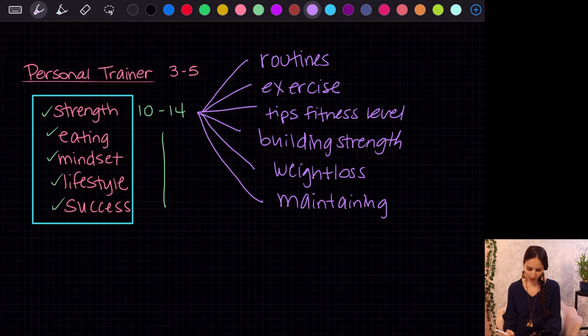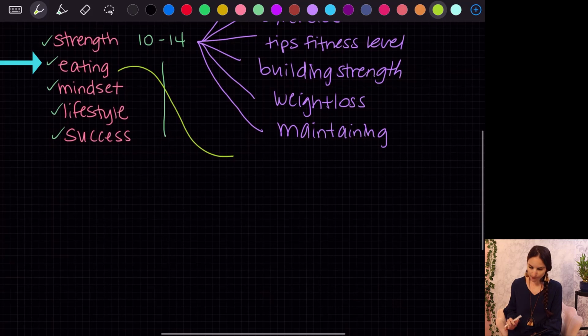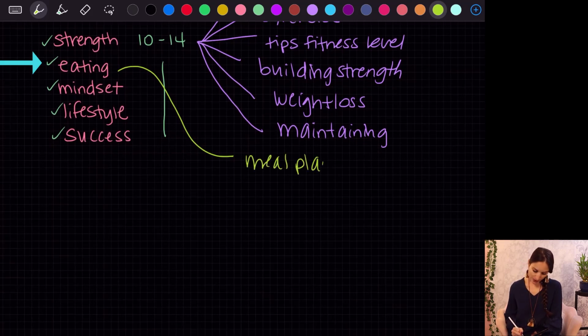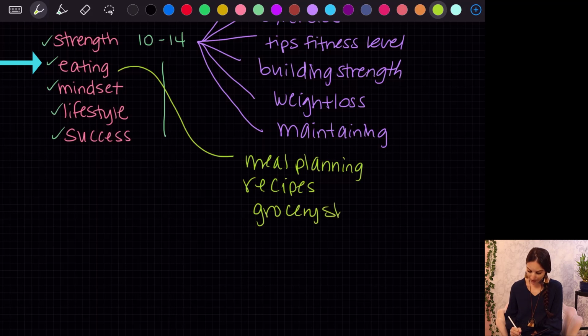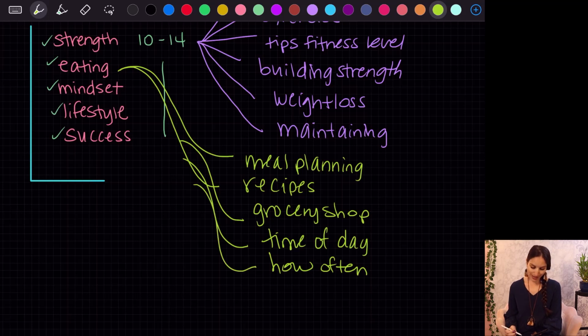For example, if we were going to do eating, let's come over here and use eating. We could say meal planning. We could also say recipes. Maybe we're talking about some recipes, how to go through a grocery store and how to shop. We can talk about the time of day to eat or how often to eat. So all of these are ideas all about the eating portion of everything here. So you would do this with each and every one of them.